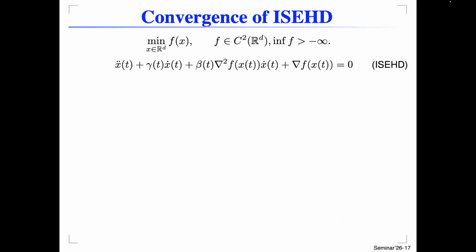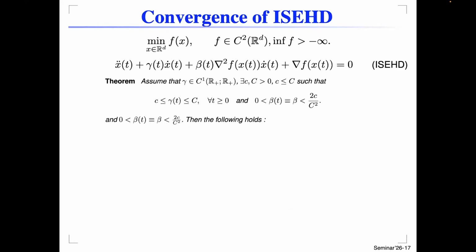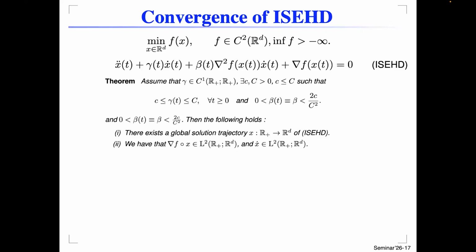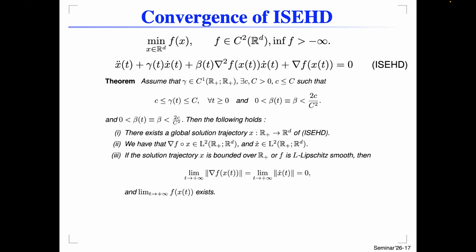For instance, I'm putting on the Dirac existence, but we can prove existence and uniqueness of the trajectory. So if gamma is smooth enough, and if the parameters are well chosen, it cannot work all the time. Meaning gamma has to be chosen in a certain way, and beta has to be chosen in a certain way. Then you know that there is a global solution to this dynamic. You know also that the velocity and the gradients will be square summable, and that the gradients and the velocity will converge to zero. So you're going to converge basically to equilibrium.